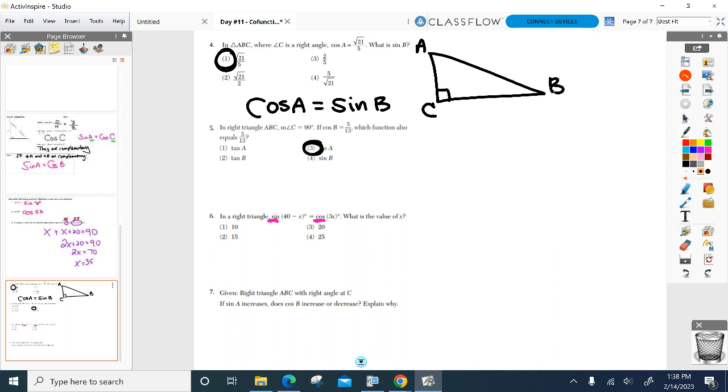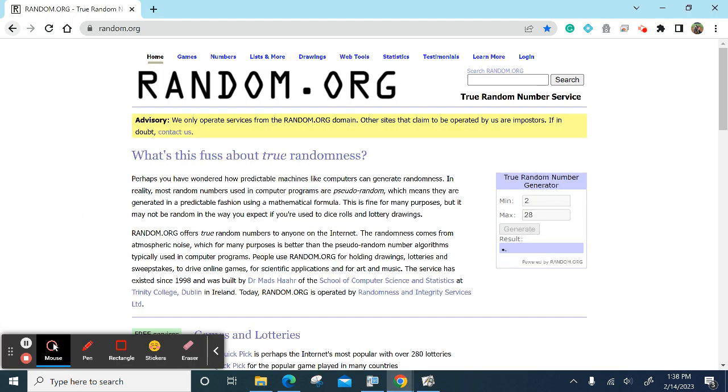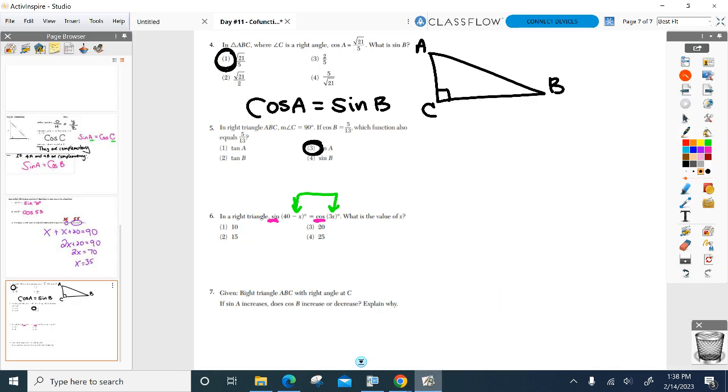The only time that happens is if the angles add up to what? What do I know about those two? They have to add to 90 degrees. I don't set them equal unless the angles add to 90. Okay, you cannot set sine and cosine equal until the angles add to 90.